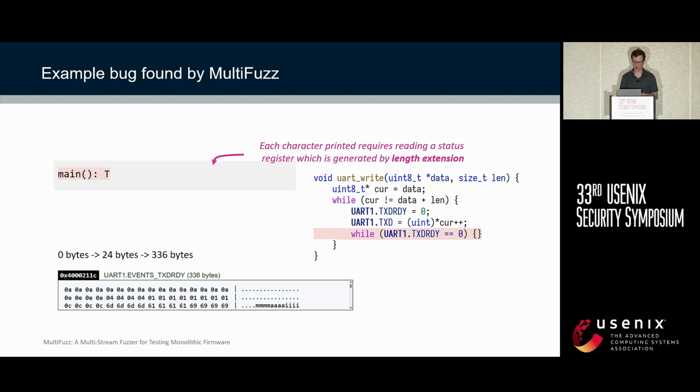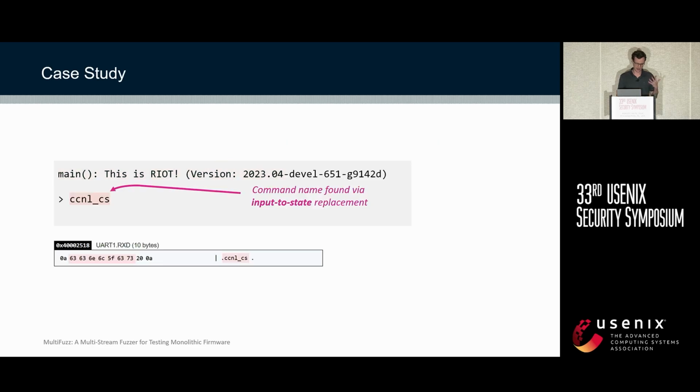So the first step is it needs to generate enough data to make it through these different serial operations, including printing to the serial port and reading from the serial port. And this basically happens instantly as it rapidly extends the inputs with the right values. Next, it needs to find the right command. And so this is found with that input to state replacement step, and can directly paste that into the input at the correct location and execute that command.